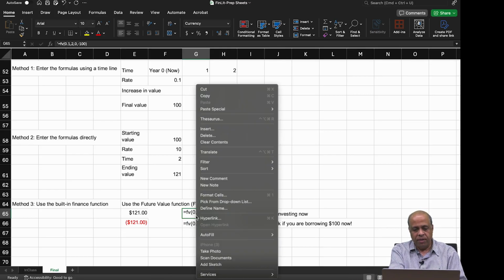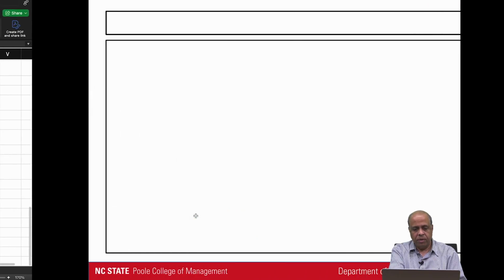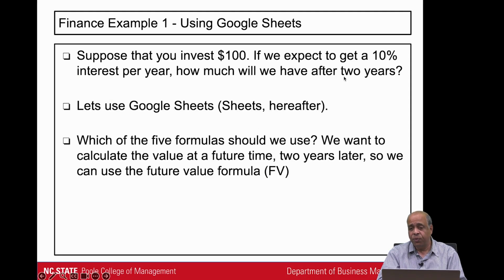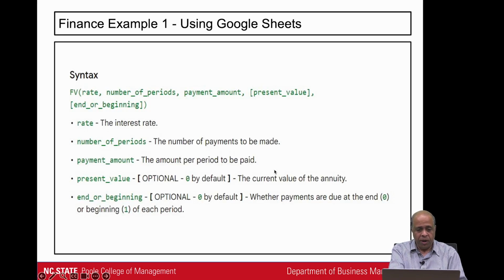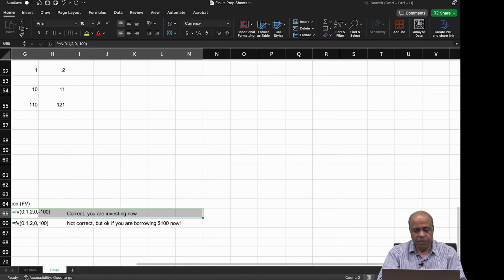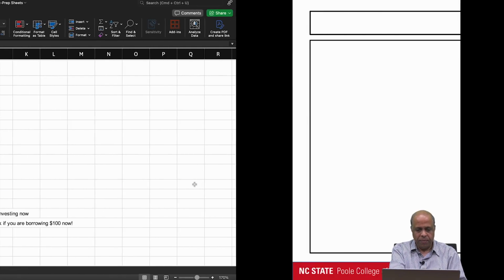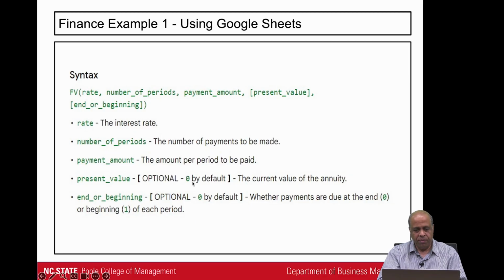Okay. What is the next input? The next input is the number of periods. And the number of periods we are investing for is 2 years in this example. So what did I input as my second value? So you can see here. The second value that I input was basically a 2, right? Number of years.